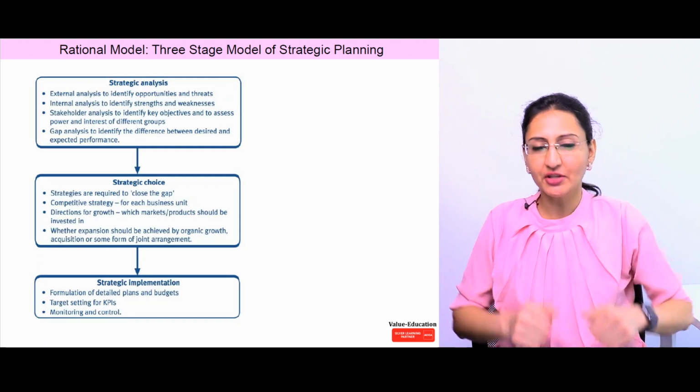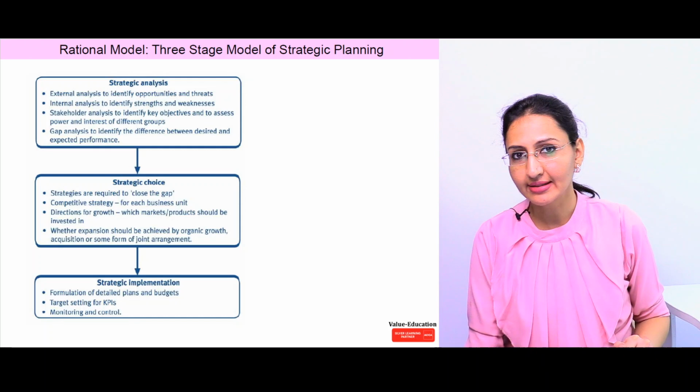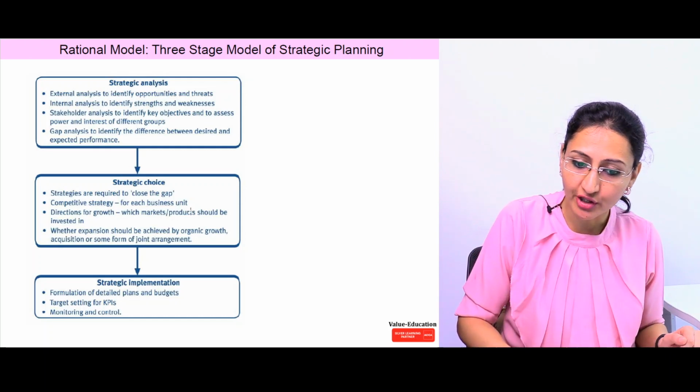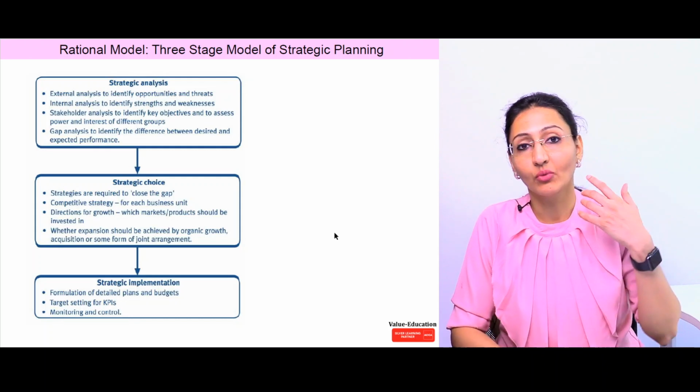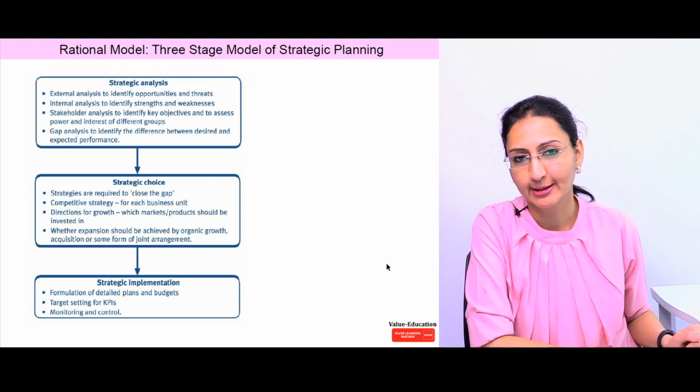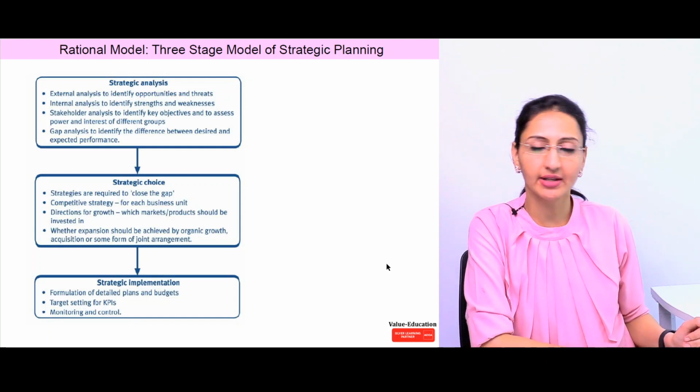So there are three steps here. Number one, first strategic analysis does happen. Then an organization has to make a strategic choice. And then once the choice is made, they need to implement that choice. That means strategic implementation does happen after that.